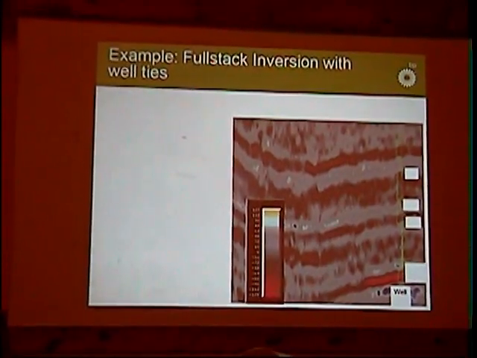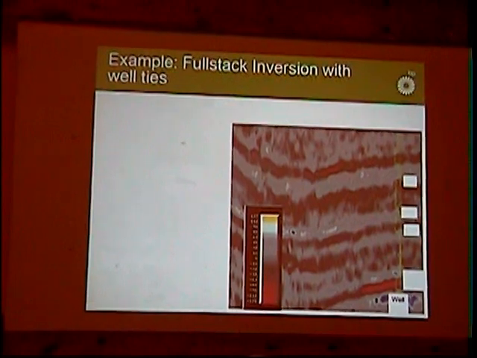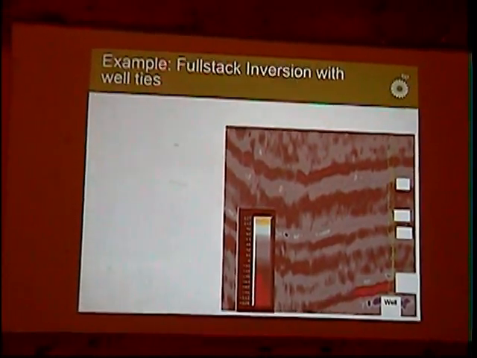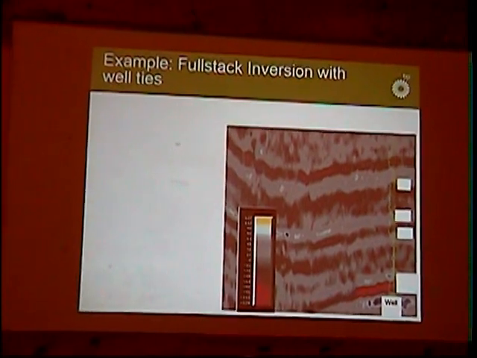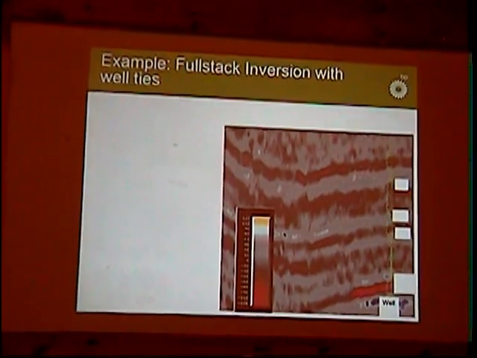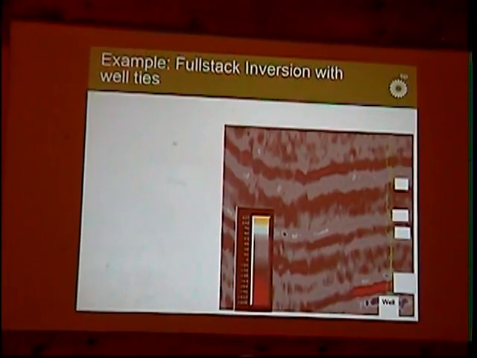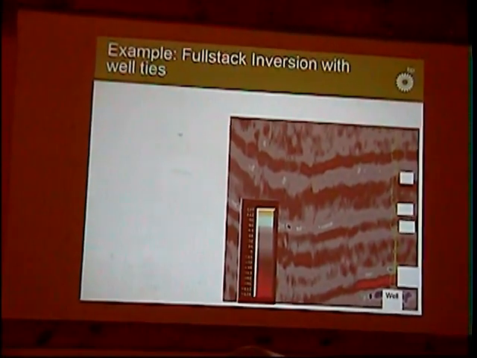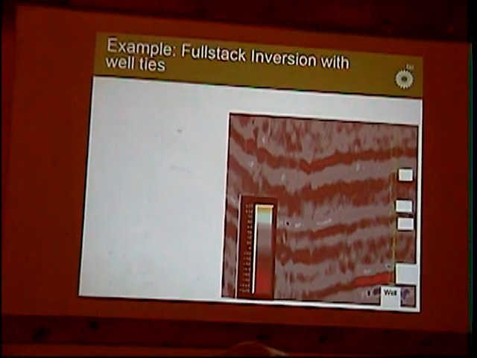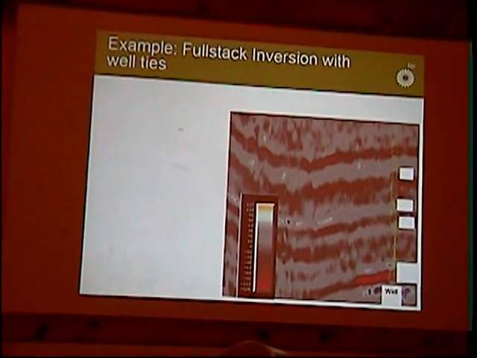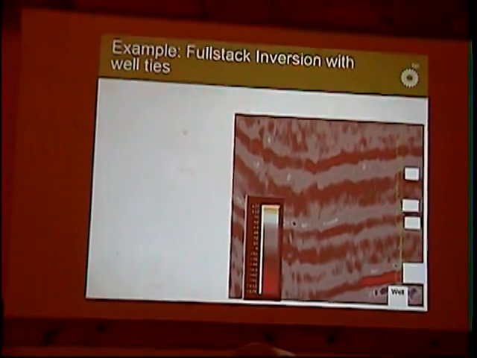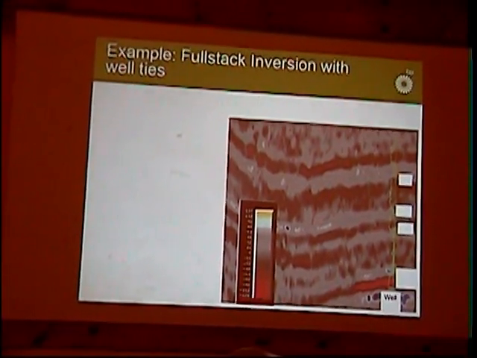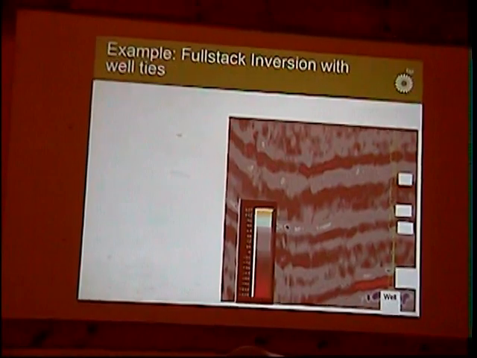And the full stack inversion is just regular migrated data with as many angles as you've acquired. If you think of offsets, if you just look at a CDP, a common depth point gather, you start at normal incidence, and then you increase your angles. So this full stack here is just all your angles summed together. That's what it is, and it's just an inversion of a full stack data set.